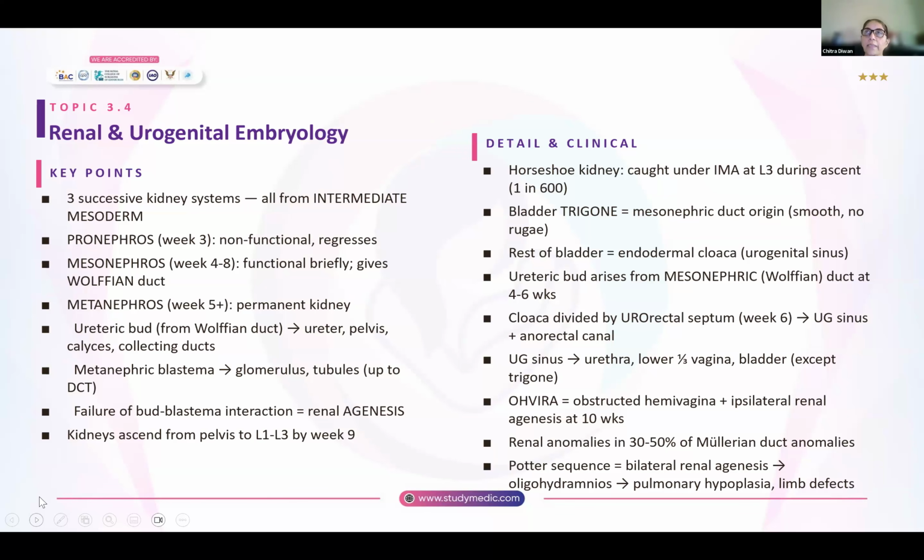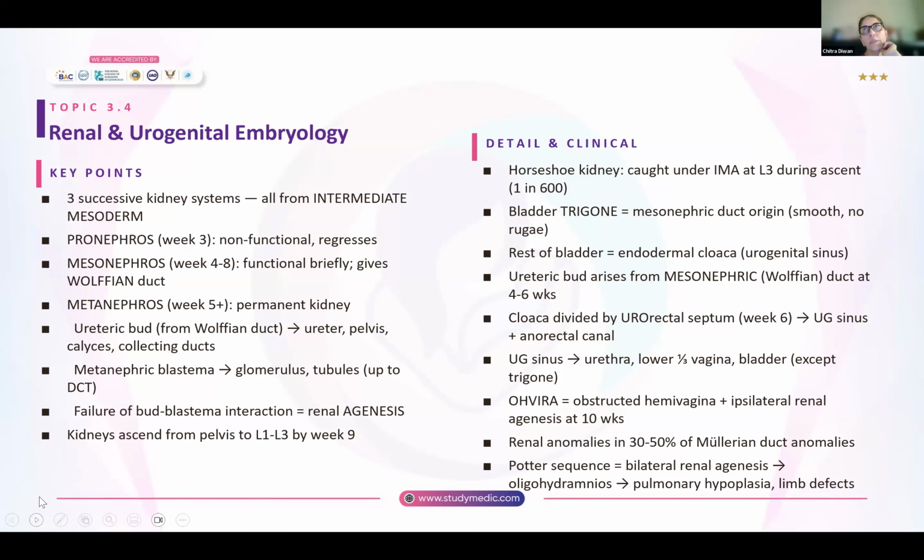Now, development of the kidney takes place in 3 parts. So you have pronephros, mesonephros, and metanephros. Pronephros is the first structure that appears initially. It is non-functional, it regresses completely. No filtration is happening at that point of time. It regresses by week 3.